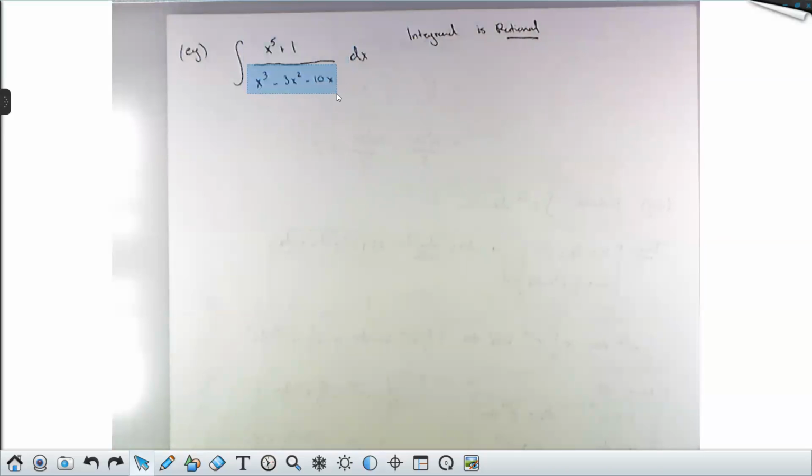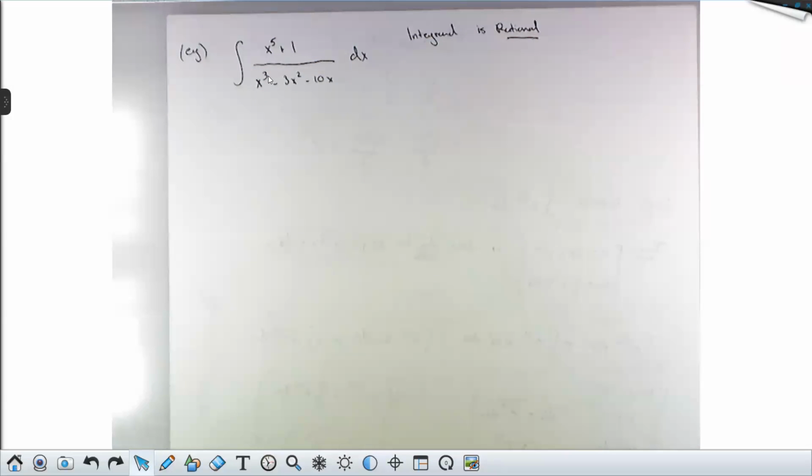Like, can I sub for the bottom? Can I sub for x squared? Would anything like that make life easier? Well, if you sub for the bottom, the derivative is 3x squared minus 6x minus 10, which is definitely not the top. It's not something I have floating around here. So subbing for the bottom is a bad idea.